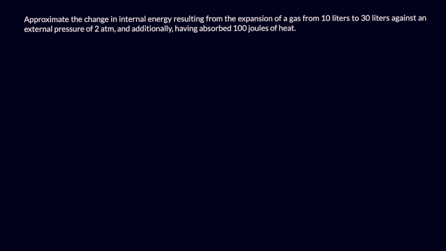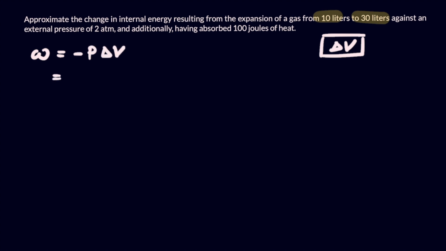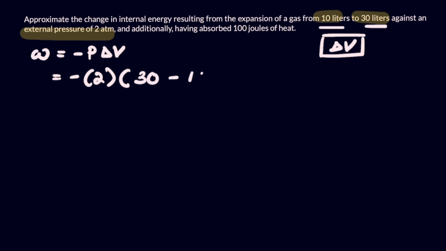Okay, so in this question, you were given the change of the volume, which is delta V, right? So you know that when you have delta V, the formula that you can use is W. W is equivalent to negative P delta V. So what is your P? It states here against external pressure of 2 atm.